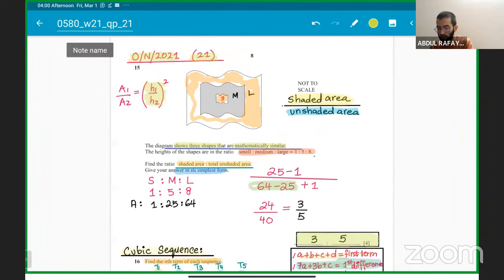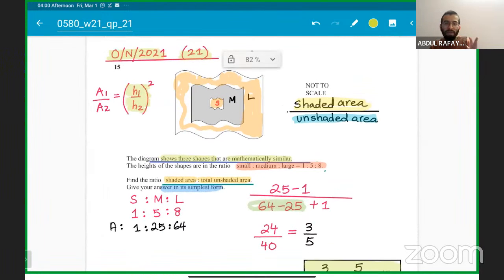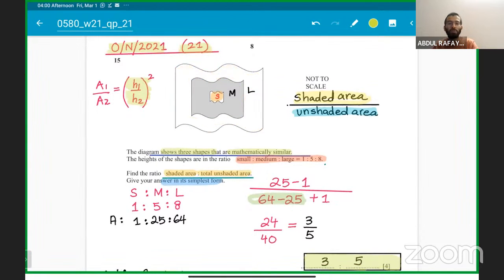Okay, a lot of students must have made mistakes in this because of the plus minus thing that is happening there, and because there are three shapes: small, medium, large. It's not difficult, but thinking skills are required here, and to understand the concept. Anyone have any doubt? Let me know. I can explain again.